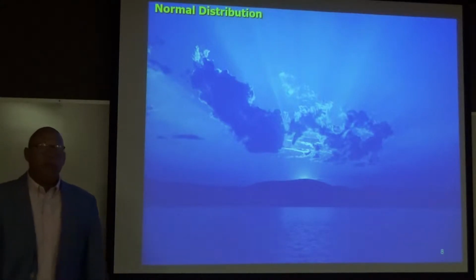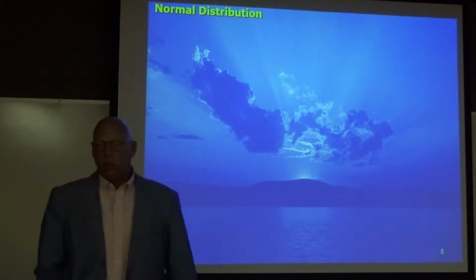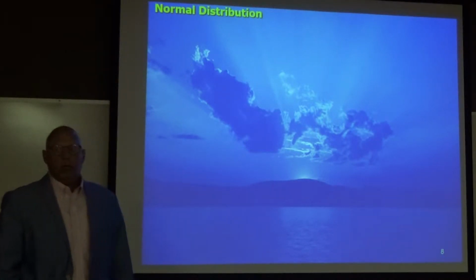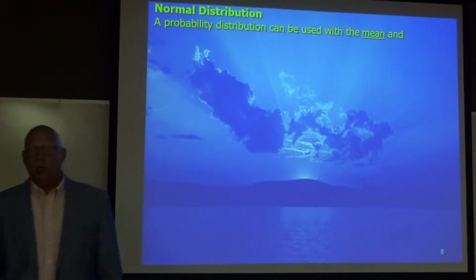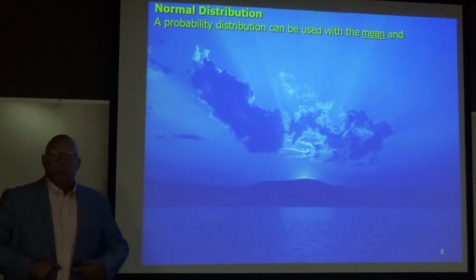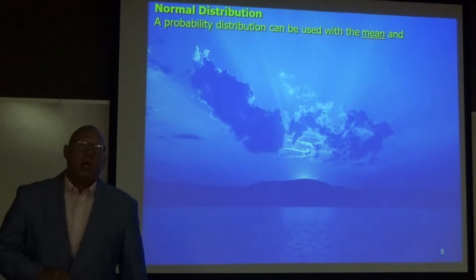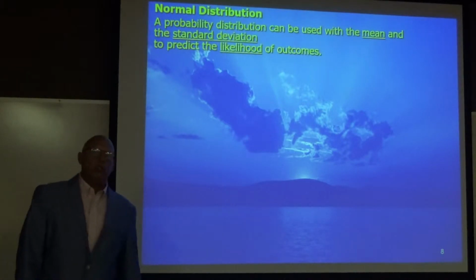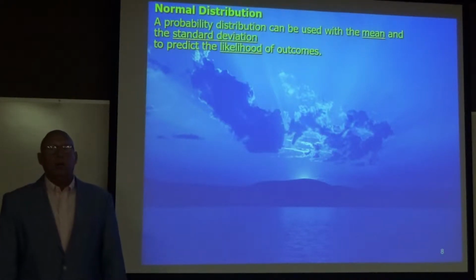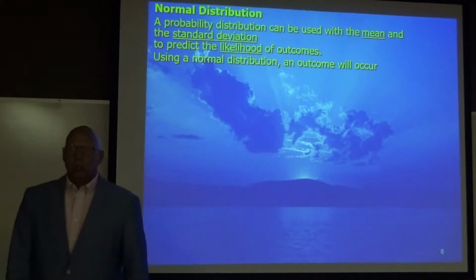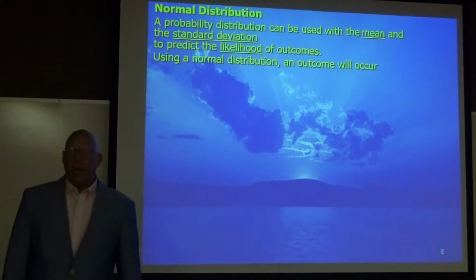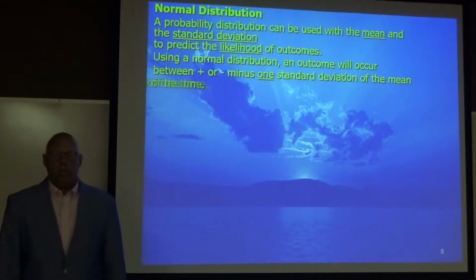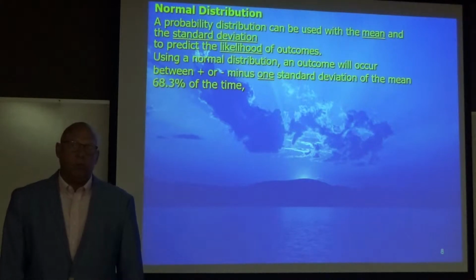And so we've been looking at returns and risk, and now let's put together risk and returns and a normal distribution. Let's take a look at a normal distribution. A normal or probability distribution can be used along with the mean and the standard deviation to predict the likelihood of outcomes. Using a normal distribution table, an outcome will occur between plus or minus one standard deviation of the mean 68% of the time.